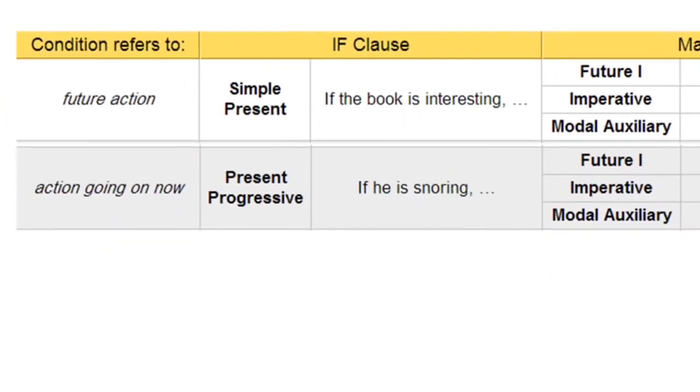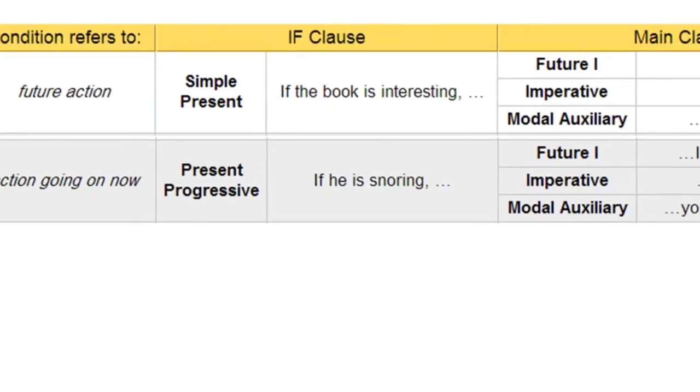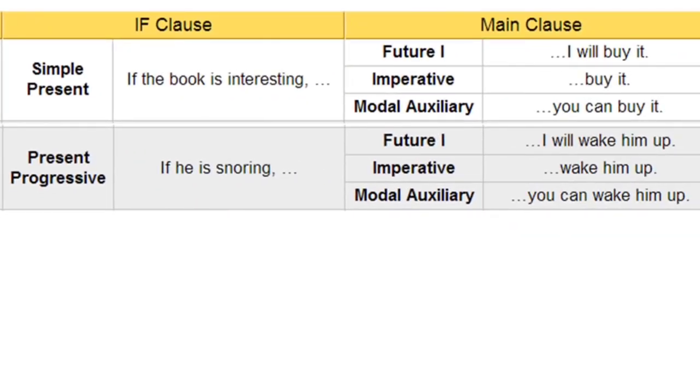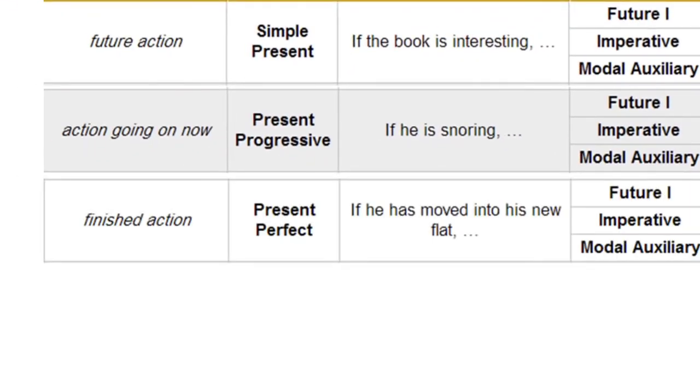If I am talking about an action that's going on now, I use the present progressive in the if clause. If he is snoring, I will wake him up, or wake him up, or you can wake him up. If I'm talking about a finished action, I use present perfect in the if clause.